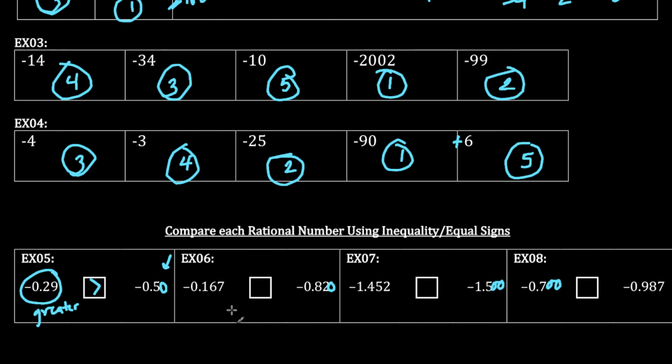Okay, so let's look at this next one. I'm looking for the bigger negative number, 820 thousandths. This is the bigger negative, which means it's actually less. That means this one's greater, which means the mouth once again should face that way.